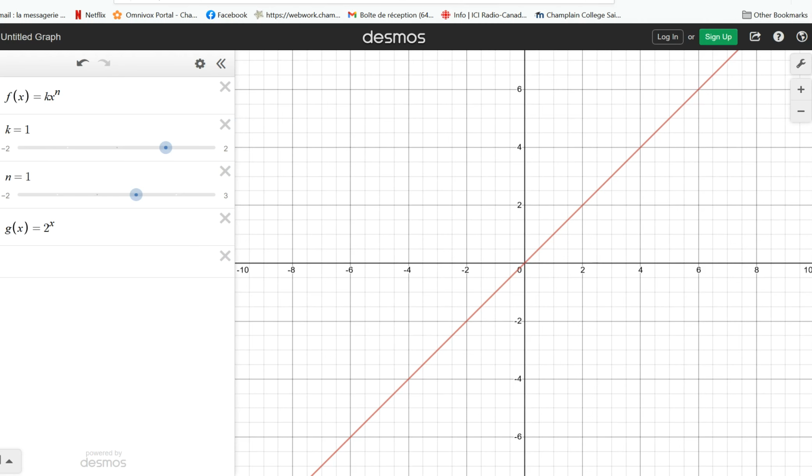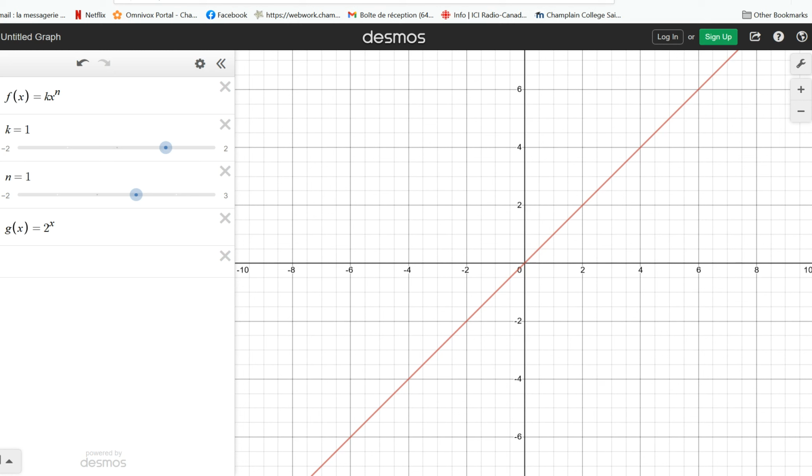So maybe just to illustrate their graphs, we could have all sorts of graphs. For example, this is in Desmos. As you can see on the left-hand side, f of x is kx to the n, and I can fix the values of k and n. Right now they're both at 1 and 1. So right now you're looking at f of x equals x, which is a straight line with a slope of 1 passing through the origin.